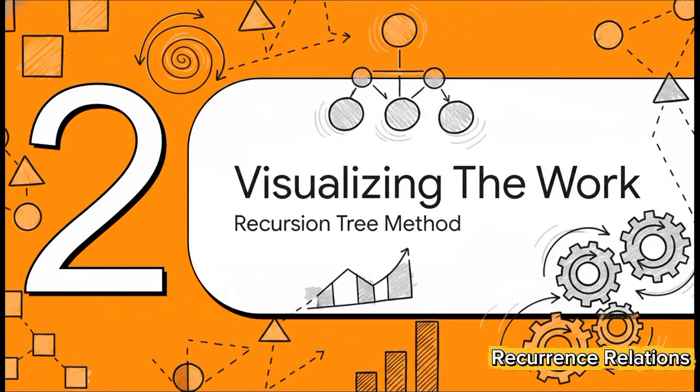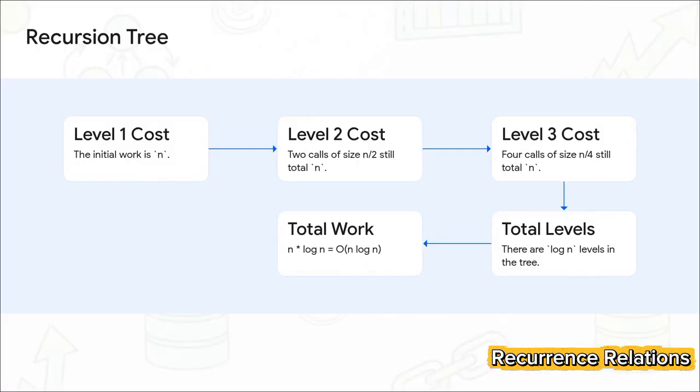Right, now we've got our equation. How do we solve it? Well, our first method is a visual one, called the recursion tree. It's a fantastic way to build a picture of exactly where all the work is being done. So, the recursion tree lets us see the cost at each level of recursion. At the very top, level 0, the work to merge is n. At the next level down, we have two subproblems, each working on n/2 elements. The total work? 2 times n/2, which is also n.